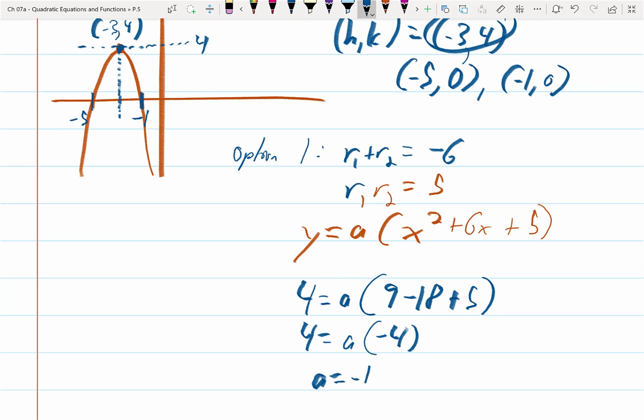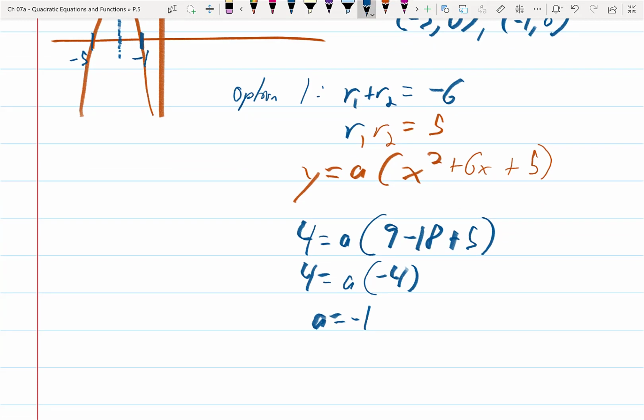So yes, you get a is equal to -1. This does mean it has Clay's quadratic pattern here. It's just an a value of 1. But my final is going to look like this: y equals negative x squared minus 6x minus 5.